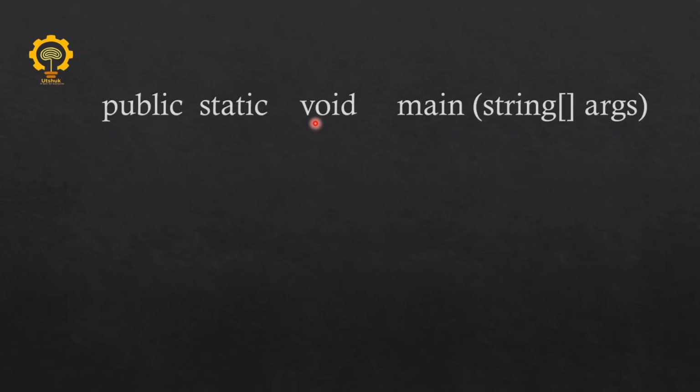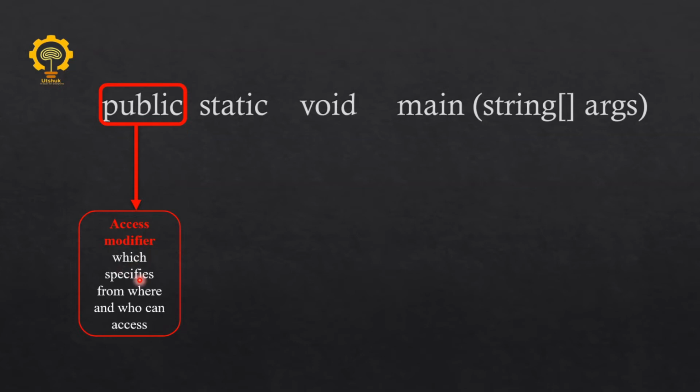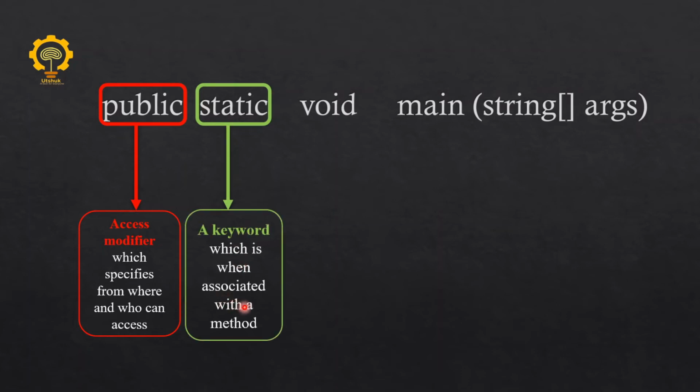So this is the main method. This is our public access modifier, which specifies from where and who can access it. After that, this is the static keyword associated with a method. It is a keyword.